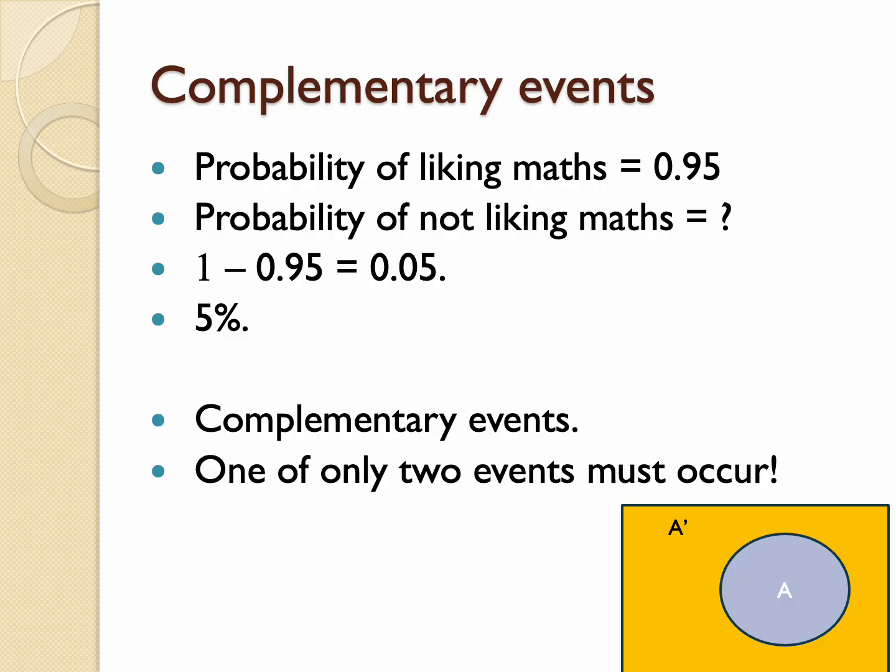This is reflected by this Venn diagram as well. So where A represents liking maths, and A complement represents not liking maths. And together, A and not A cover the entire space of the Venn diagram. So hence, liking and not liking are complementary. One of the two must be true. For complementary events, the sum total of their probabilities, like I said earlier, must be 1, as is the case in this example.